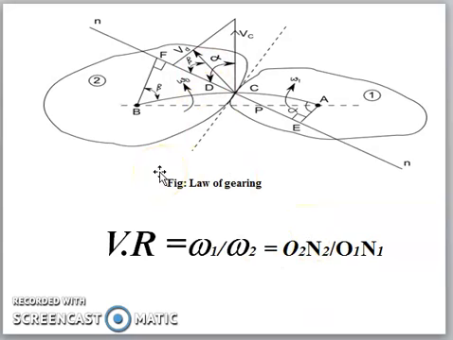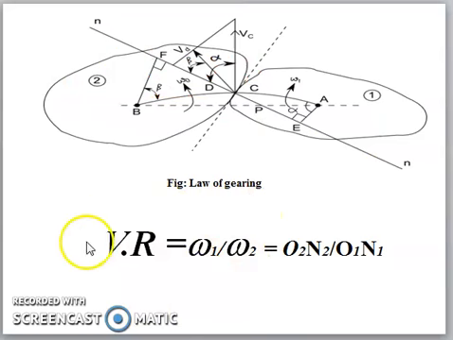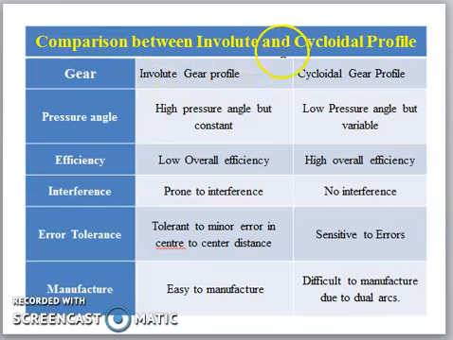Usually in the examination they will ask for 6 to 8 marks: state and prove the law of gearing. So just write this statement and draw this diagram, and give the derivation, that is velocity ratio equals omega 1 by omega 2 equals O2N2 divided by O1N1. Now we'll move to another topic, that is comparison between involute and cycloidal profile.